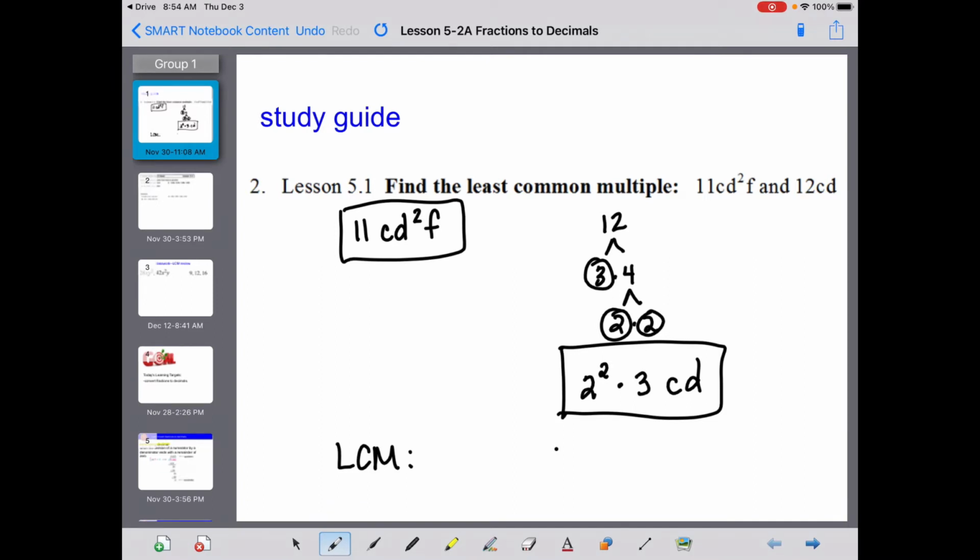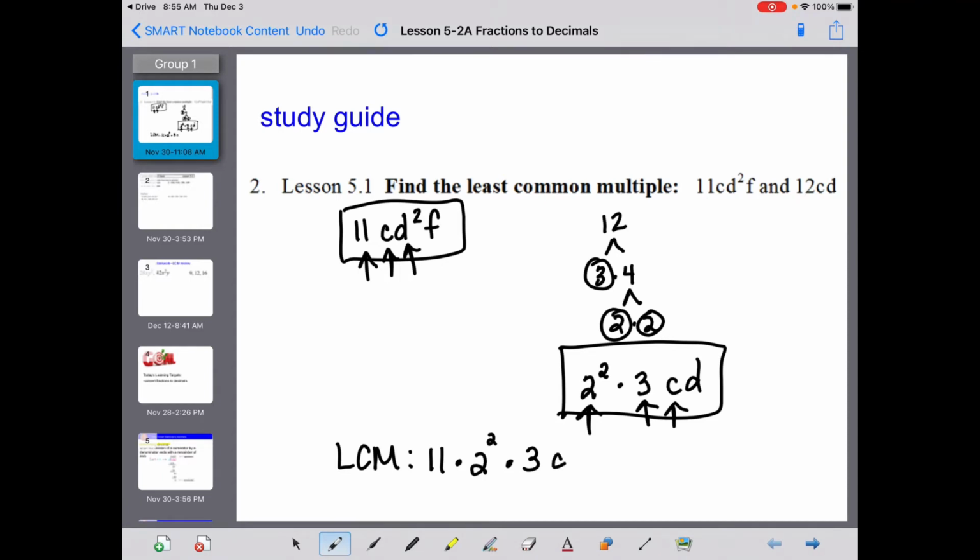I see I have an 11, and there's no other 11, so use the 11. I have a 2 squared, there is no other 2, so I use 2 squared. I have a 3, there is no other 3. If there was, I would use the bigger power. Then I have a C and a C. They're the same size, so I just use C.